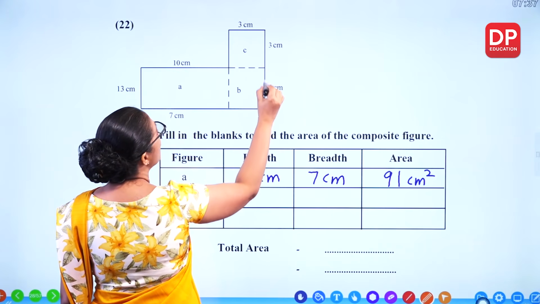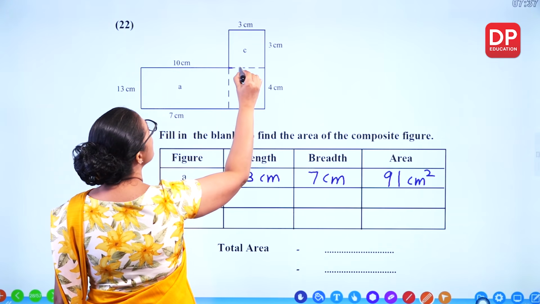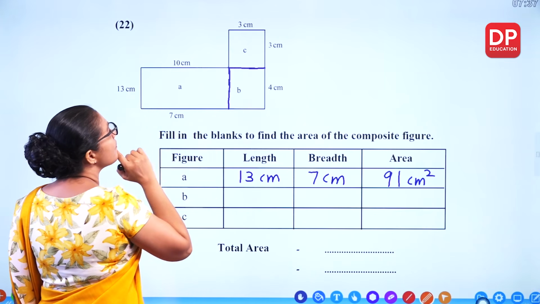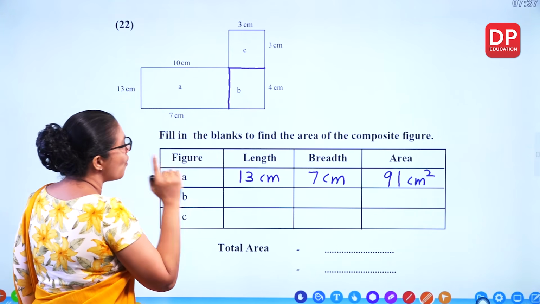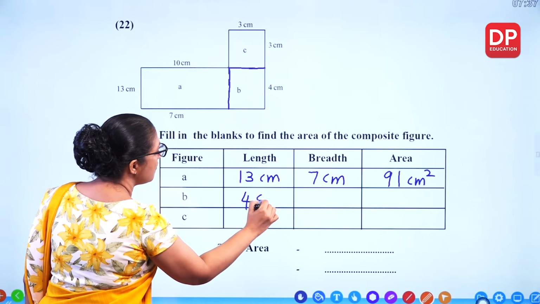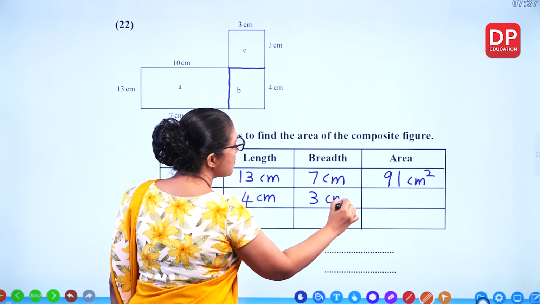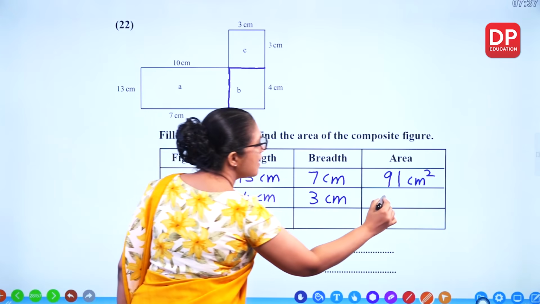This side is 4. How we find out this one? This is 3. That's 3. So 4 is the bigger one. We will take as length. 3 is the smaller one. That's breadth. 4 times 3, you get 12.